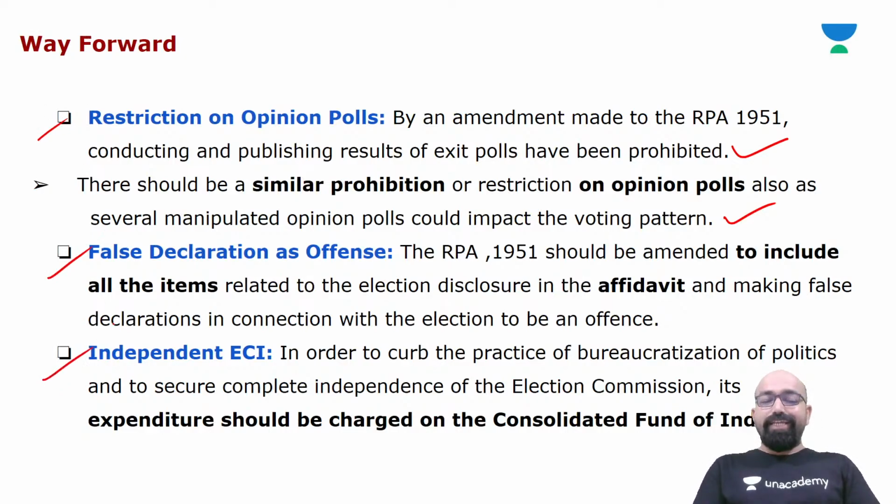Then the Independent Election Commission of India. In order to curb the practice of bureaucratization of politics and to secure complete independence of the Election Commission, its expenditure should be charged on the Consolidated Fund of India.